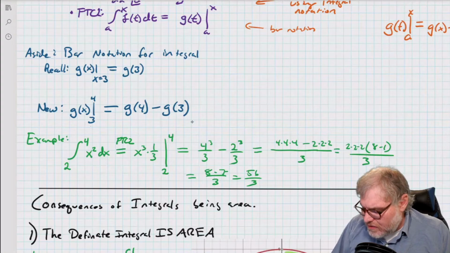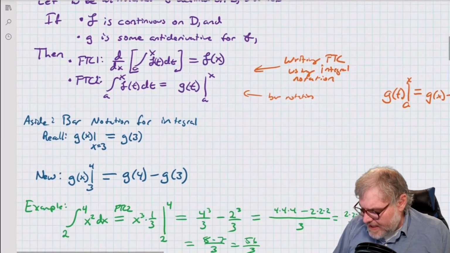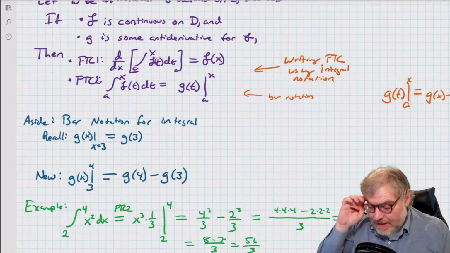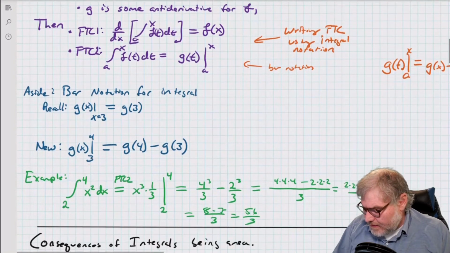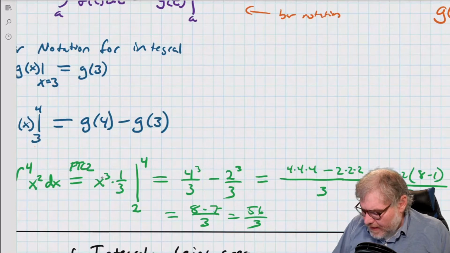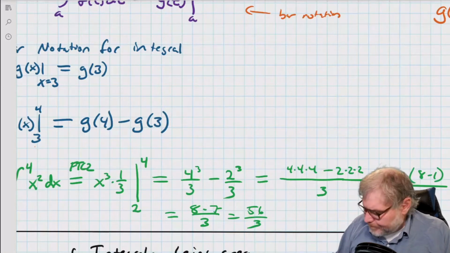The fundamental theorem of calculus says I take the top value, the x, and subtract the value at the base point. So I get 4 cubed over 3. That's this evaluated at 4 minus this evaluated at 2, 2 cubed over 3. And I wind up with the number 56 over 3.